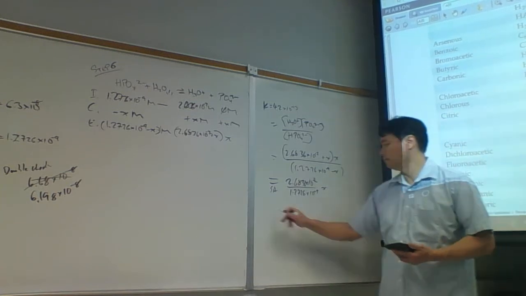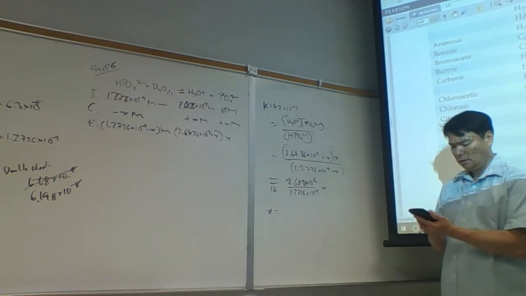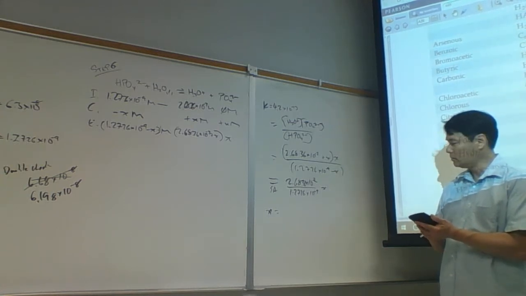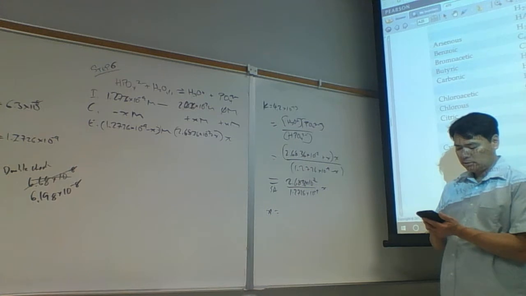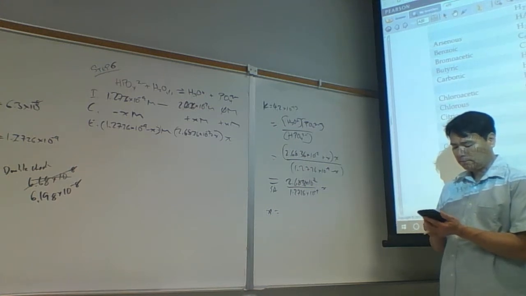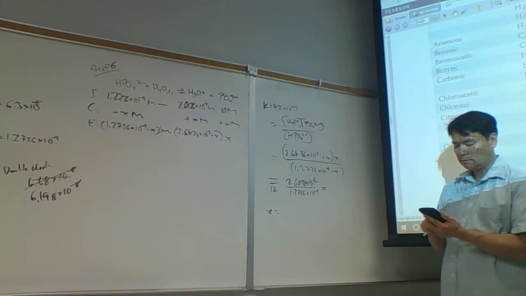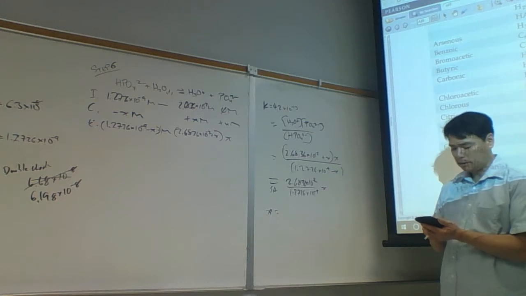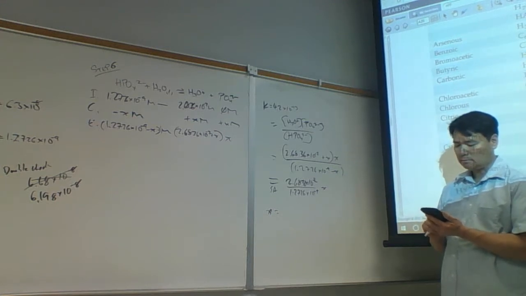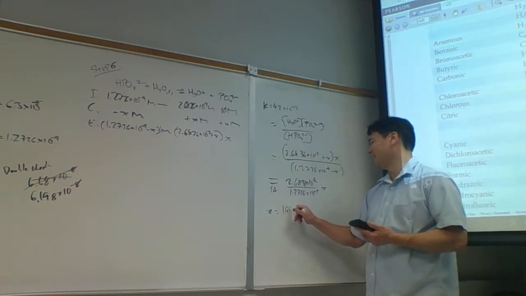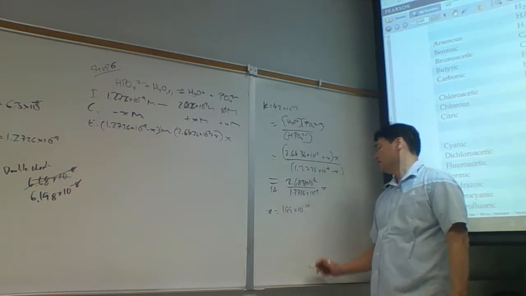So X is just going to be 1.2726 times 10 to the minus 9 times 4.2 times 10 to the minus 13, divided by 2.6836 times 10 to the minus 2. That gives 1.99 times 10 to the minus 20. And so the assumption is valid.